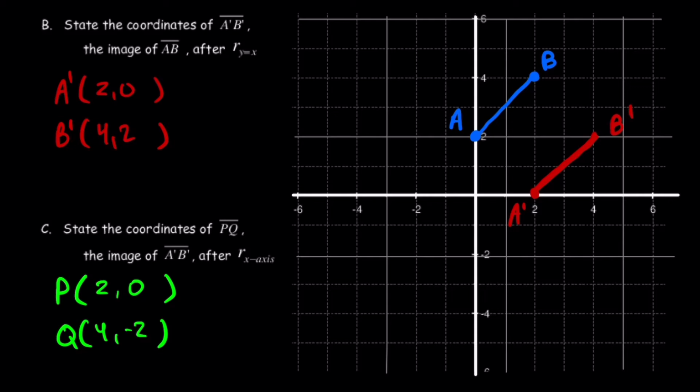And then we can plot those points. P is 2, 0. Well, that's the same as A prime. Q is 4, negative 2. And then you connect that segment.